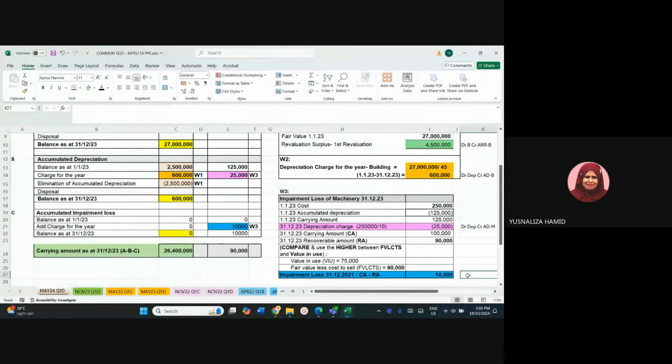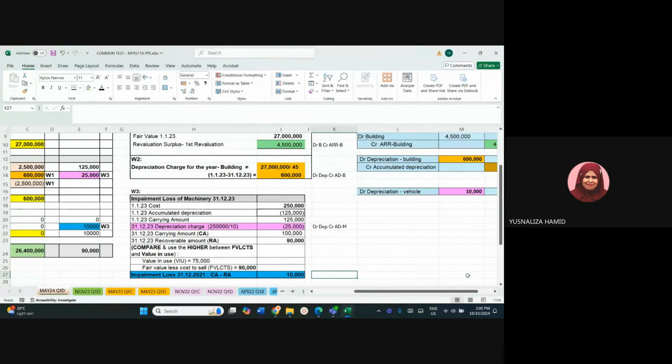So the impairment loss will be recorded, or it will be debited. If you talk about the journal entry, debit impairment loss, I put IL, and credit accumulated impairment loss. When you debit impairment loss, that is in the SOPL. But when you credit accumulated impairment loss, this is in the disclosure note.